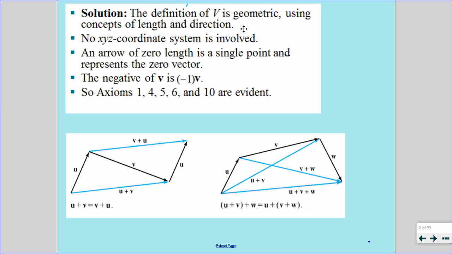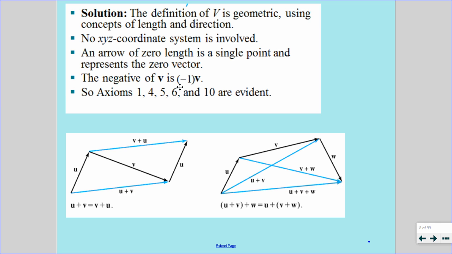this is how we can consider it. The definition of V is geometric, as I stated, using concepts of length and direction. We don't talk about what the actual numbers are that make up the vector. We're not calling V (1, 2, 3). We're just defining it geometrically. So given that definition, the 0 vector, which must be included, would be defined as a single point. Geometrically, the 0 vector would be a single point.